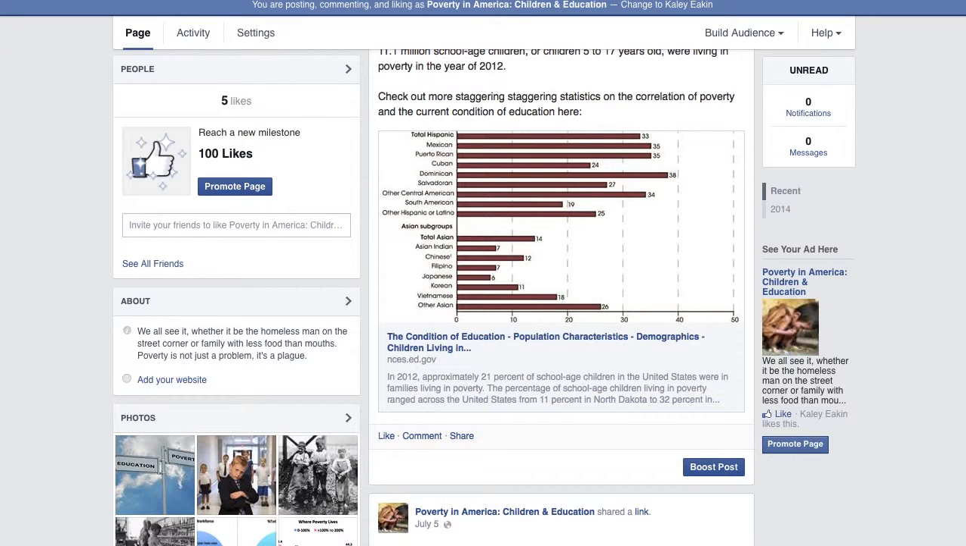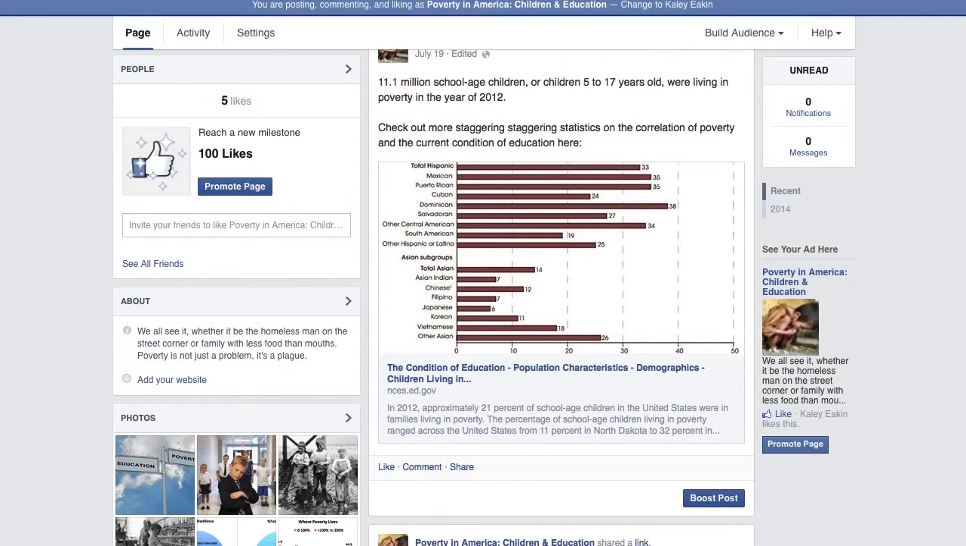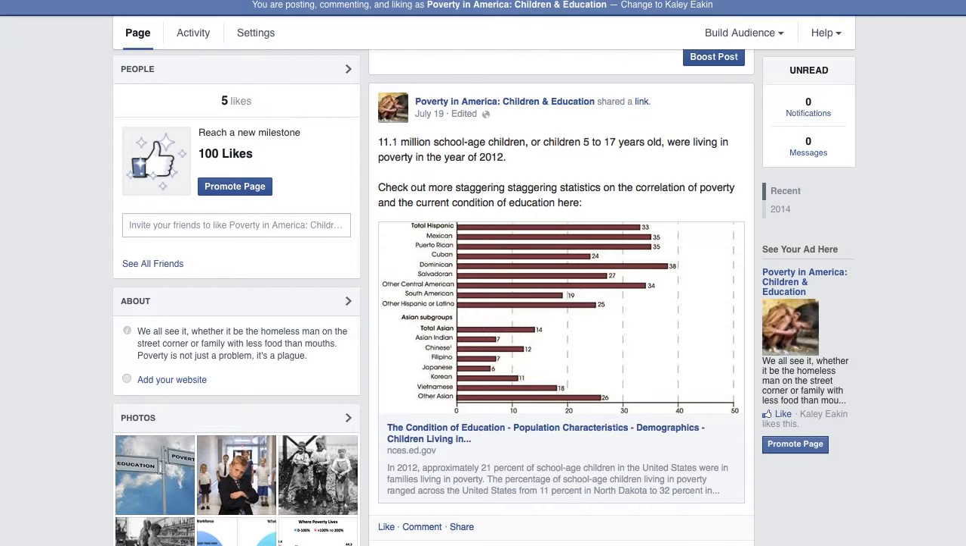This link reveals demographics and population characteristics regarding the condition of education and children living in poverty. In 2012, 21% of school-aged children in the United States were living in families in poverty. That's one-fifth of the population.